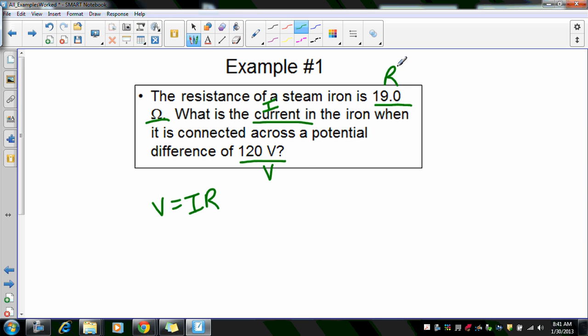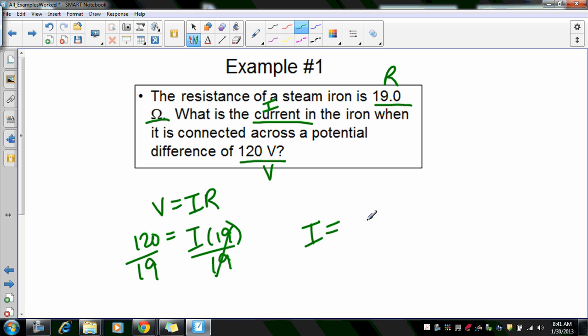So we're going to plug everything in. We have R, which is 19. We have V, which is 120. And we're looking for I. So to solve for I, we're going to divide both sides by 19. And we are left with I of 6.316. And I is measured in amps. Remember, C, current, I, A: CIA. So current is I measured in A, CIA.